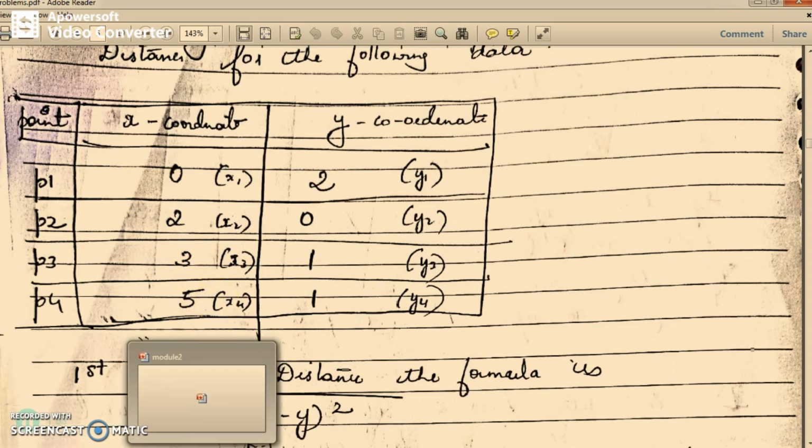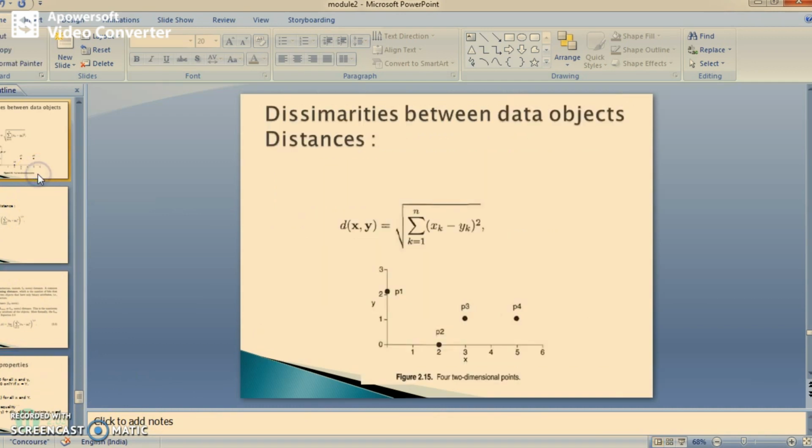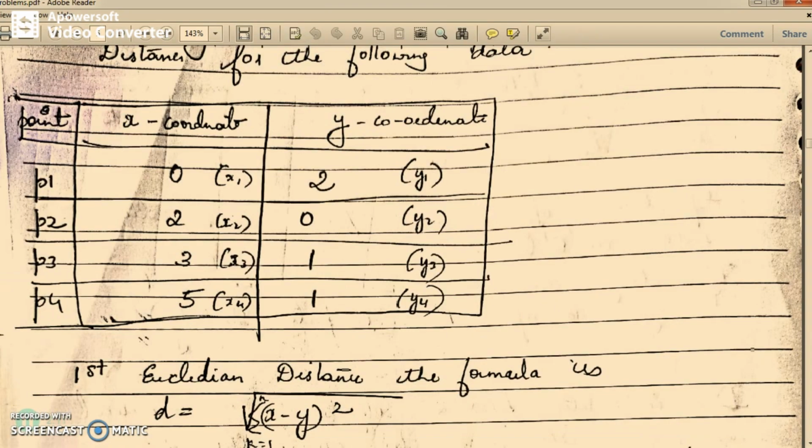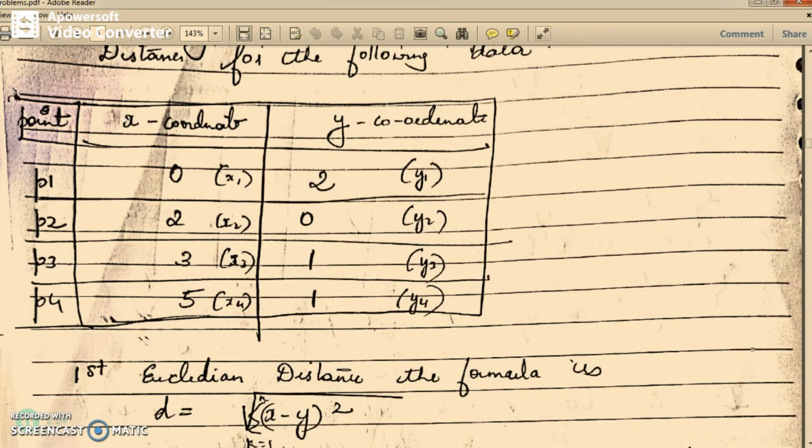This is similar to the graph that I had shown you all. I hope you all remember this graph. Yes, can you all see this graph? This is the graph where these are the 4 points, and the data set that I am showing over here is the same information. The formula of Euclidean distance is this. I hope you all remember, where we have taken the square root and the power of square. Yes, let's continue solving the problem.